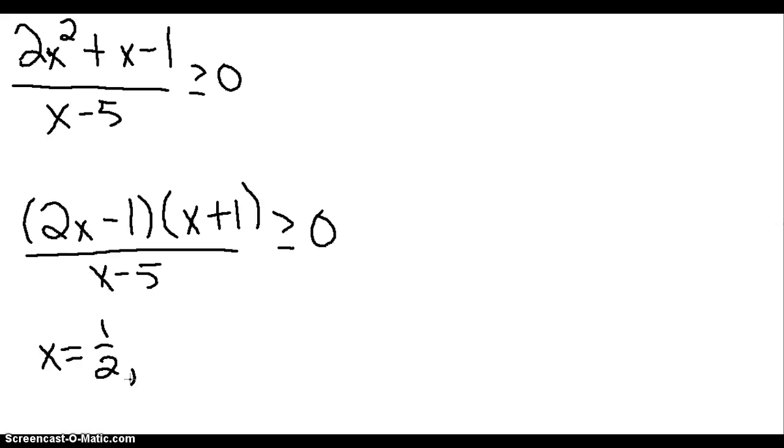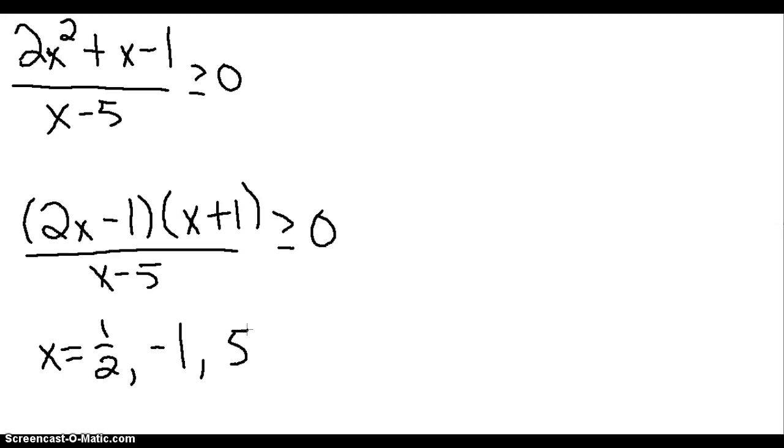Our second factor, x plus 1, gives us x equals -1. So that's our second point of division. Then the factor on the bottom, x minus 5, set equal to 0, gives x equals 5. So we have our 3 points of division, which means we have 4 intervals to test.